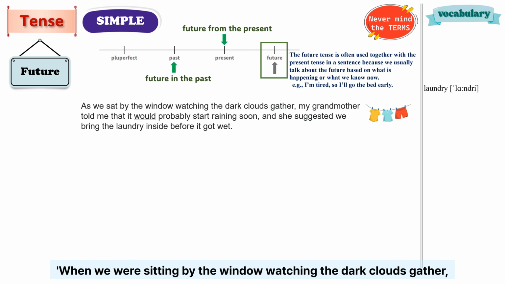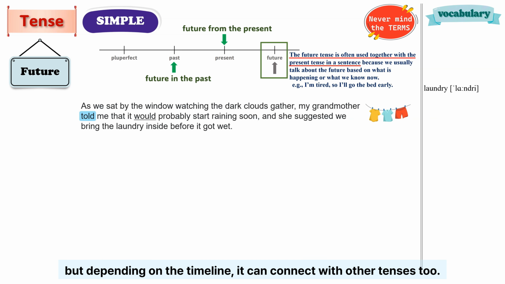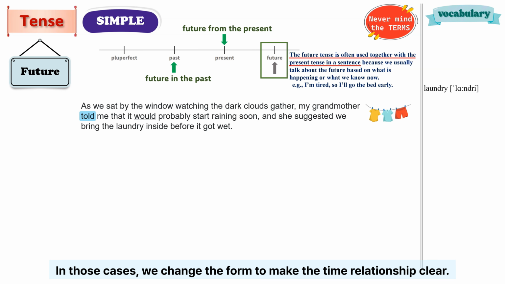When we were sitting by the window watching the dark clouds gather, Grandma said it looked like it was going to rain soon, and suggested we bring the laundry inside before it got wet. Because the main verb here is in the past tense, we use would, not will, in the part expressing the prediction. You'll remember that earlier we said the future tense is usually connected to the present, but depending on the timeline, it can connect with other tenses too. In those cases, we change the form to make the time relationship clear.